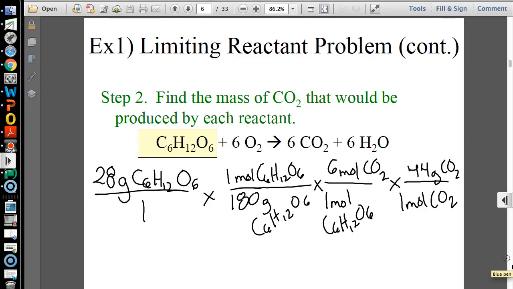And so I get 28 times 6 times 44, and then I'm going to divide that by 180. And I get about 41 grams of CO2. So this was my option 1, glucose. Okay, that's my first option. So if I'm solving for CO2 and glucose is my limiting reactant, then I will get 41 grams of carbon dioxide.